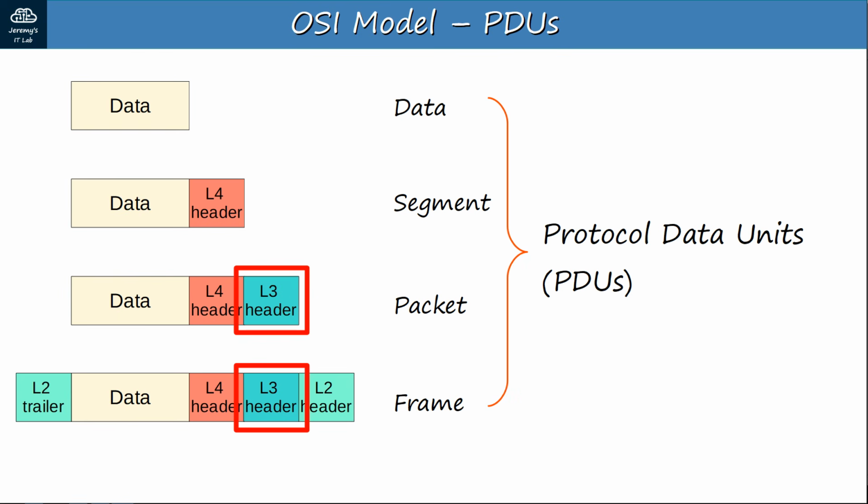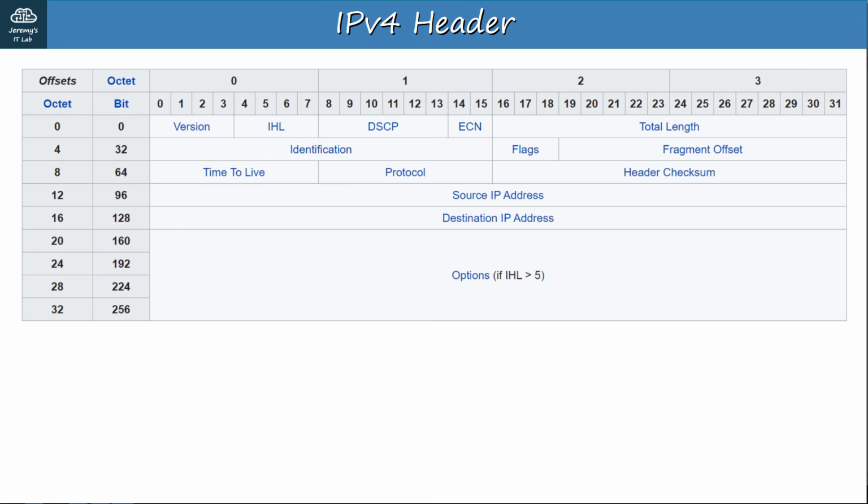For this lesson, we'll focus on this layer 3 header, as it contains the information that is needed to route this packet to its destination. Note that, since we'll be focusing on layer 3 here, I'll usually be using the term packet, talking about routing packets, rather than frames. So, thanks to Wikipedia for this chart of the IPv4 header structure.